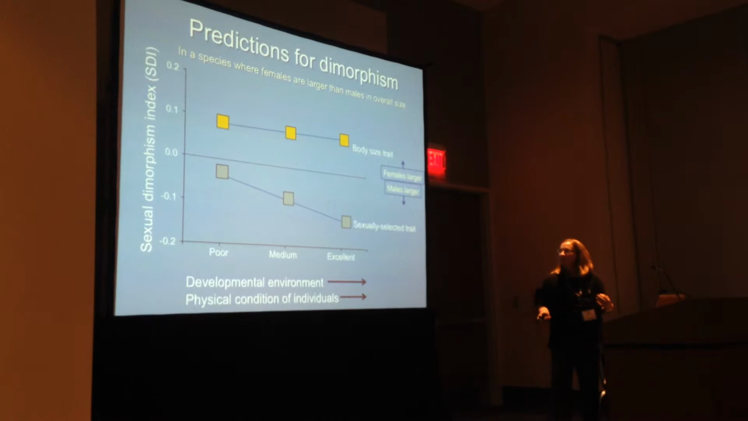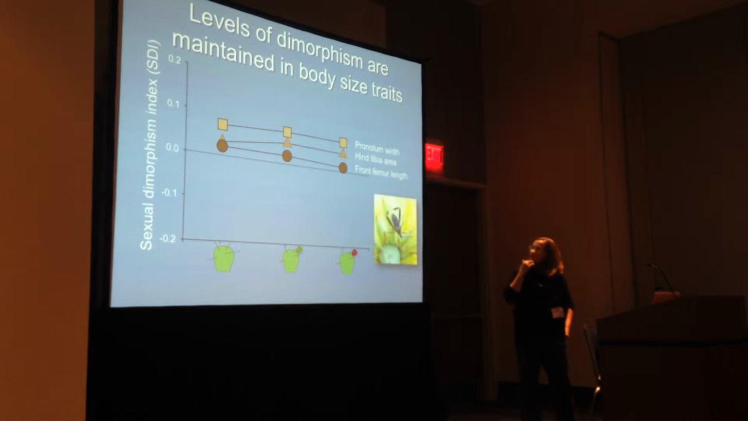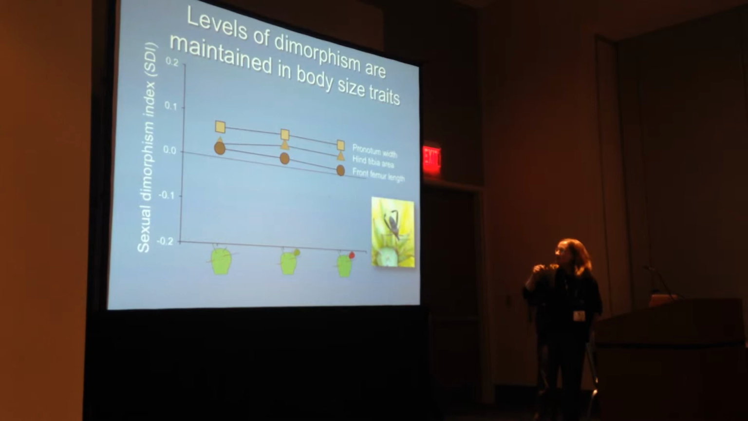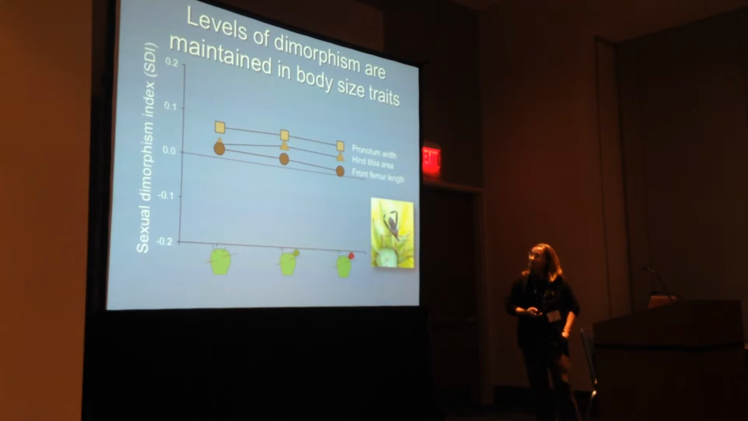Now these are the actual results. We found the levels of dimorphism are maintained in body size traits. In fact, we didn't really see much evidence of any sort of condition dependence in body size, and dimorphism was very constant across environments. The pronotum width, that's the body size indicator I was telling you about, hind tibia area, that's right there, and front femur length. These are traits that we have no reason to think are under sexual selection, so we're considering them body size traits. Now let's compare this with the sexually selected trait, femur size.